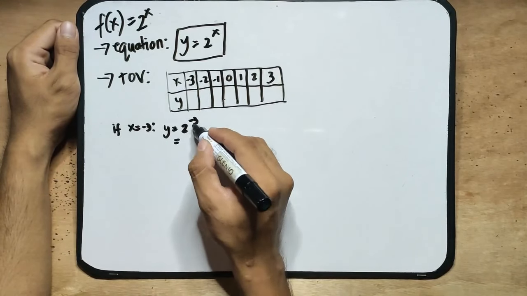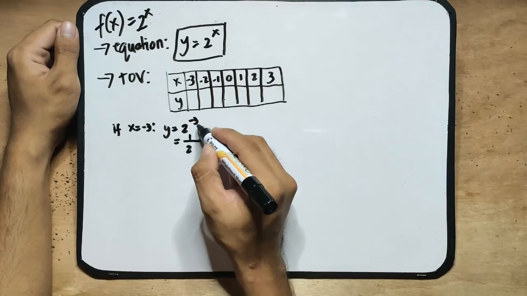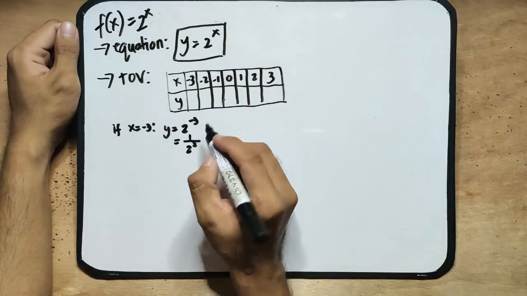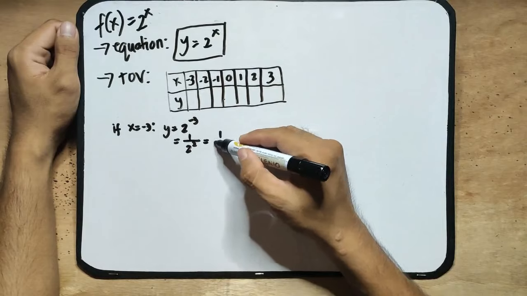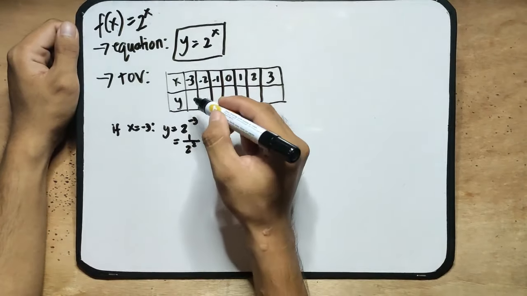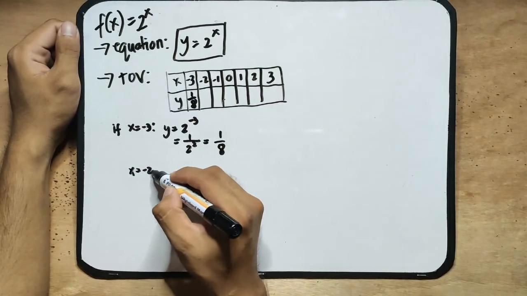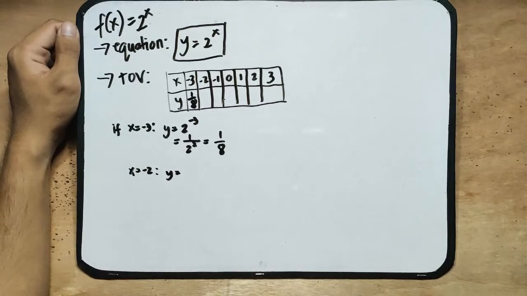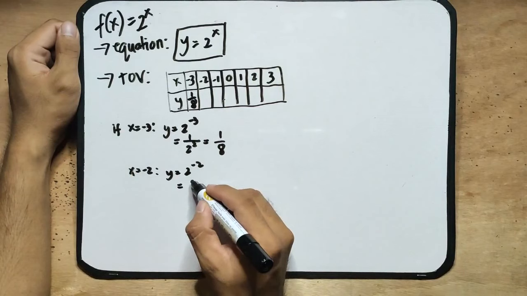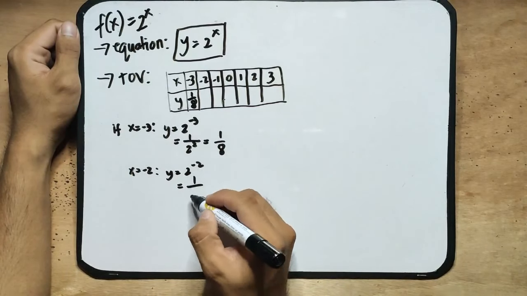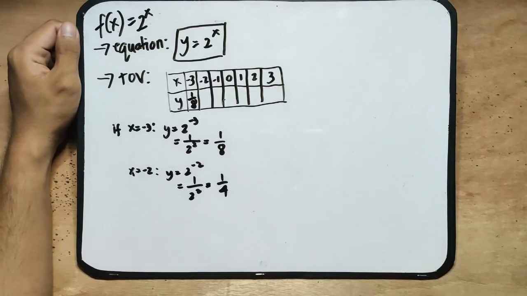that is, since negative, applying the law of exponent, magiging positive siya, ibababa natin. So that will be 2 cubed is 8. So we have 1 all over 8. We write 1 all over 8 here. If x is equal to negative 2, then we have y is equal to 2 raised to negative 2. Applying again the negative exponent law, ibababa natin to make the exponent positive. We have 2 raised to 2, or that is 1 all over 4. Kasi 2 times 2 is 4.